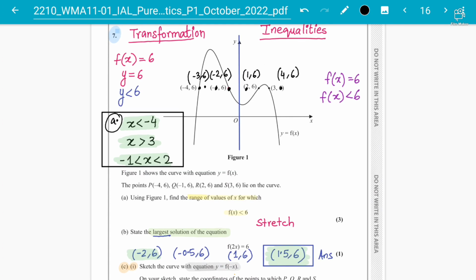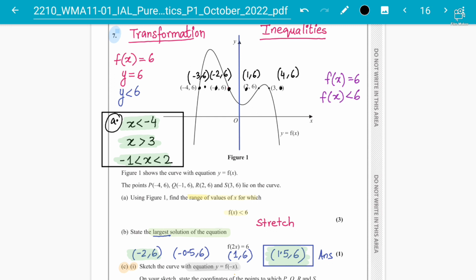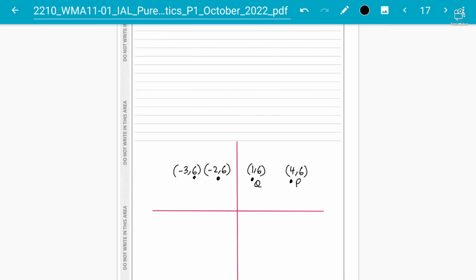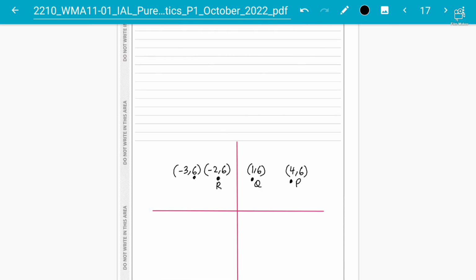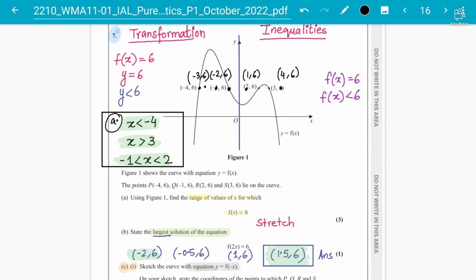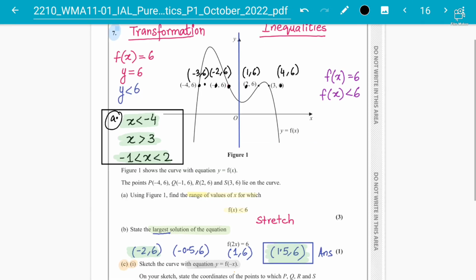So P was -4, 6, so now P becomes this one. That's what they are looking for, the marks. Q was -1, 6, and it becomes this one now. R was 2 comma 6, so now R becomes minus 2 comma 6, students, and S was 3 comma 6, so S now becomes minus 3 comma 6. Okay, so I hope everyone got this.